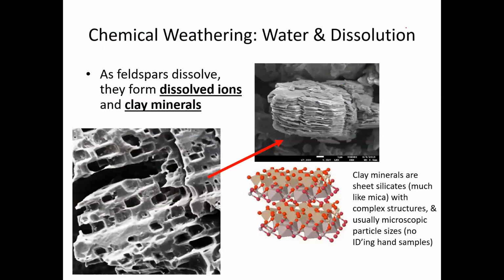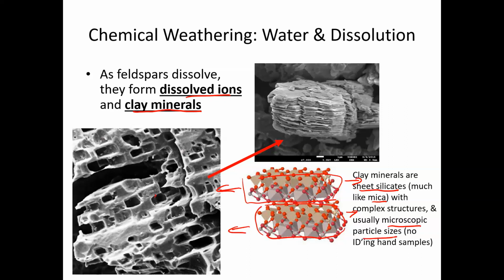As these feldspars dissolve, I want to point out that they tend to form a new type of mineral. They chemically change from a feldspar into dissolved ions as part of it, right? Sodium, potassium, and what we call clay minerals. So those clay minerals are sheet silicates, much like mica, not exactly like mica, but they do form these sheets like you can see diagrammed here, right? This is one sheet here, this is one sheet here, and they extend, in reality, much further than this. They have complex structures, and they usually have microscopic particle sizes.